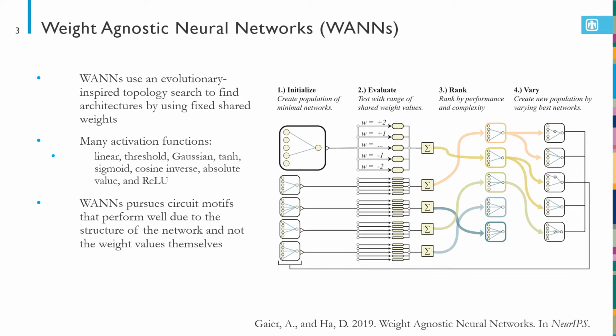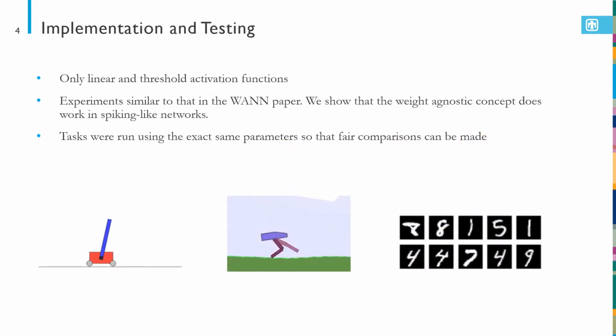Essentially, a sparse topology is tested over a range of weight values that are shared across all neurons in a network. These topologies are then ranked by performance and size, and then are randomly mutated by adding new connections or neurons. Unlike the WAN paper, we limited our search to linear and threshold activation functions. Combining these activation functions, these networks can be approximated on neuromorphic hardware.